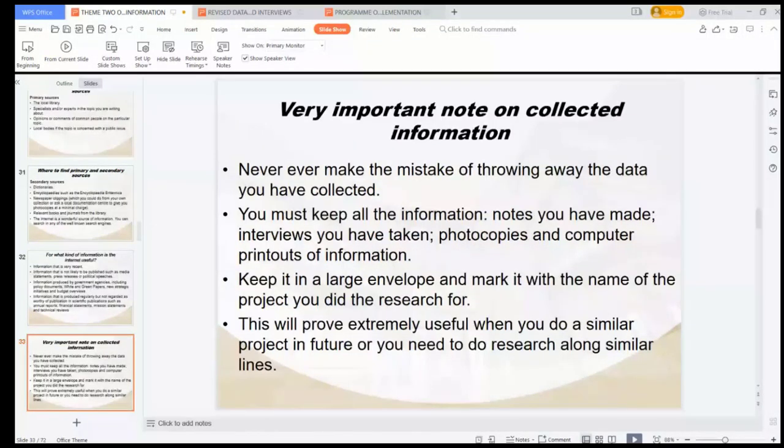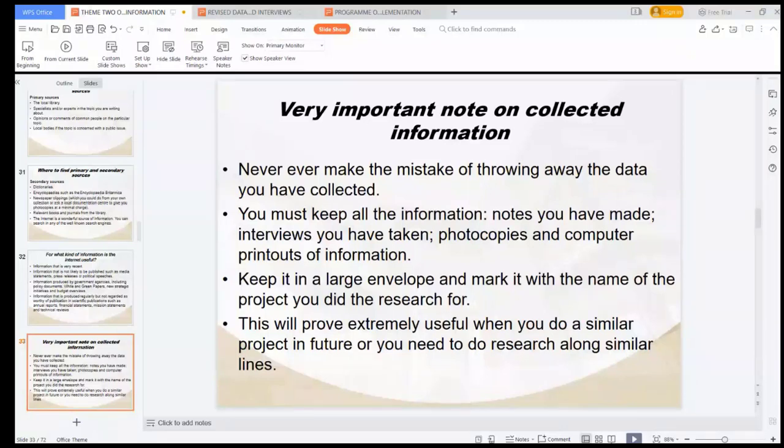Now, what is regarded as a very important note on information that has been collected? It is said, never ever make the mistake of throwing away the data that you have collected. You must keep all information, notes you have made, interviews you have taken, photocopies and computer printouts of information. Keep it in a large envelope. This is just a suggestion.